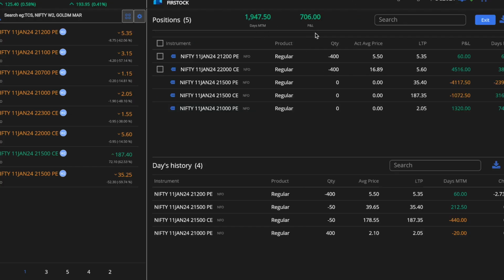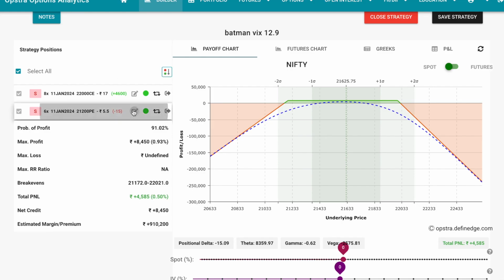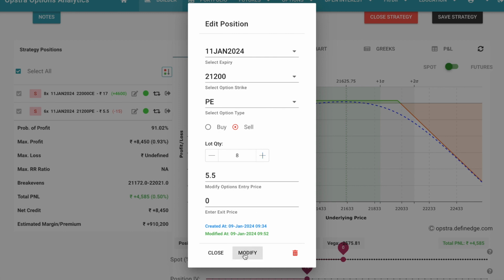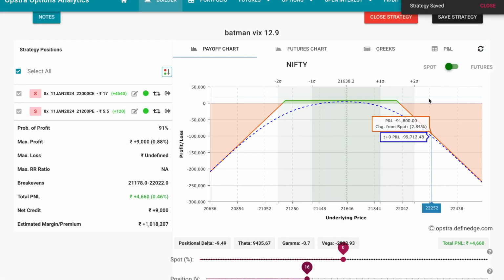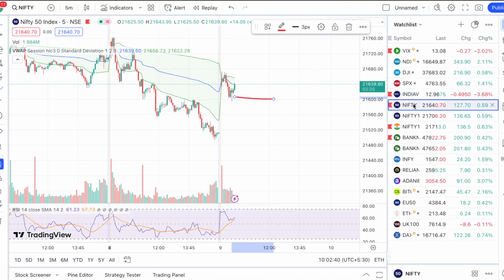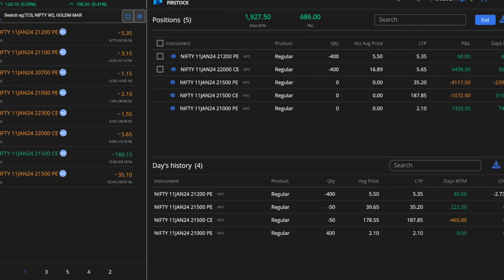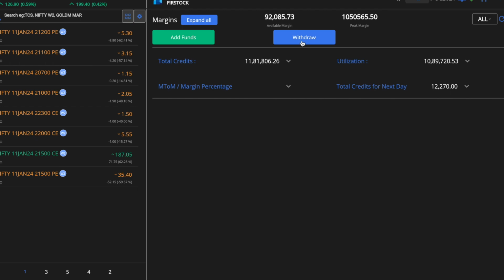Okay, let's check out the positions. We have 400 lots at both ends, and we can save the strategy. This is how it is. India VIX is at 12.9. Here's the strategy, here are the margins.